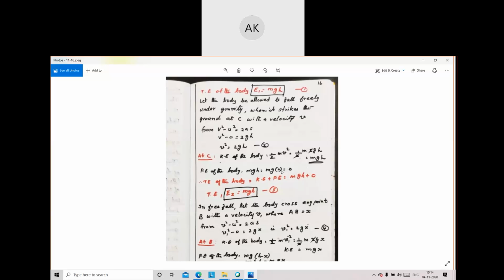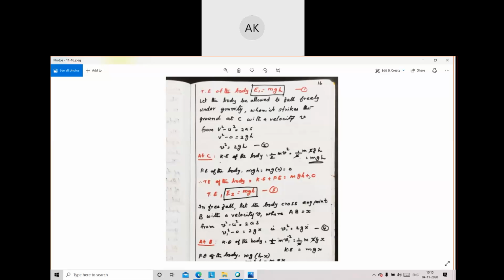Then what is the potential energy? Just before it hits the ground means almost at the ground level. No height is there, so mg into 0, which is 0. Potential energy is 0, but kinetic energy is mgh. So what is the total of both these energies? Kinetic energy plus potential energy equal to mgh plus 0, that is equal to mgh.